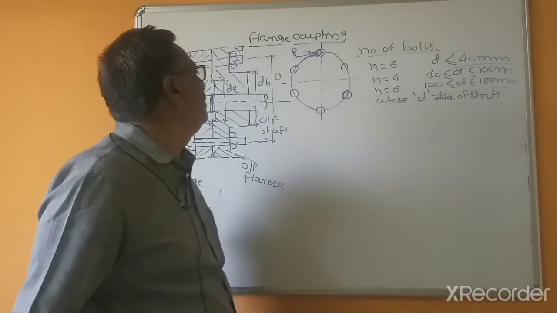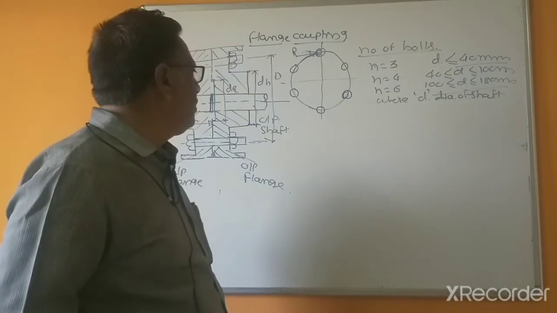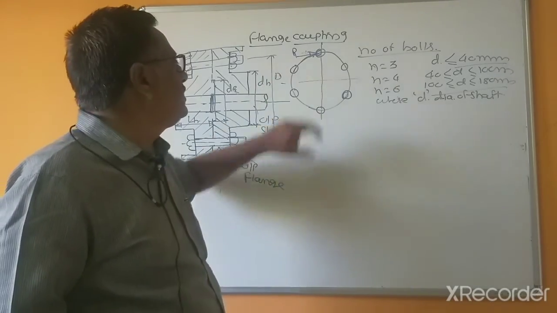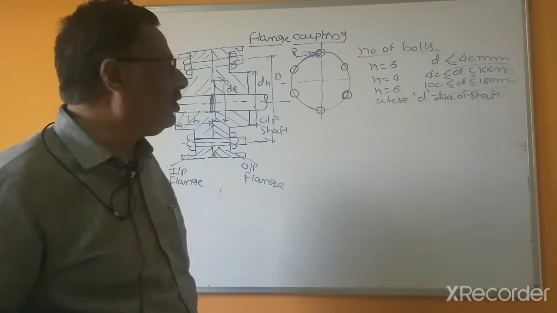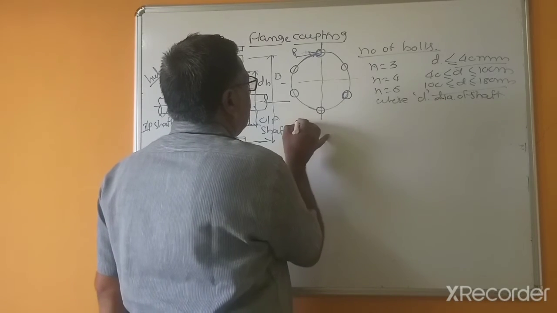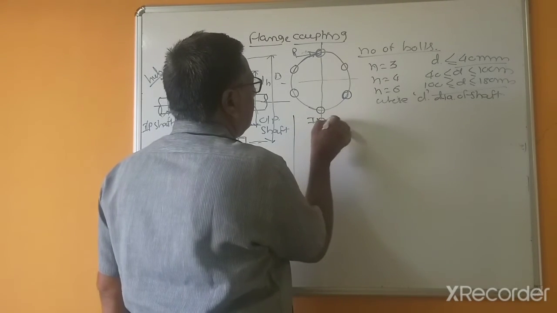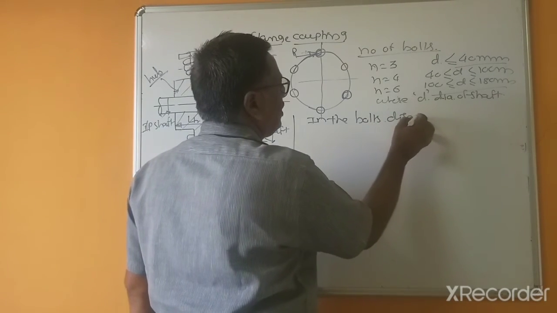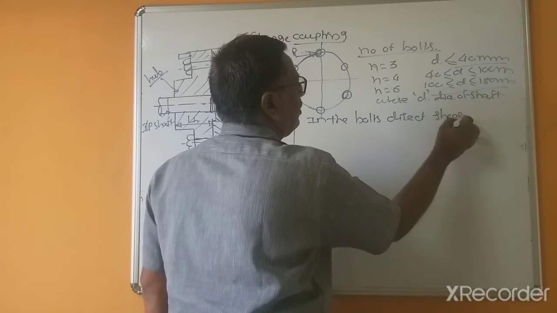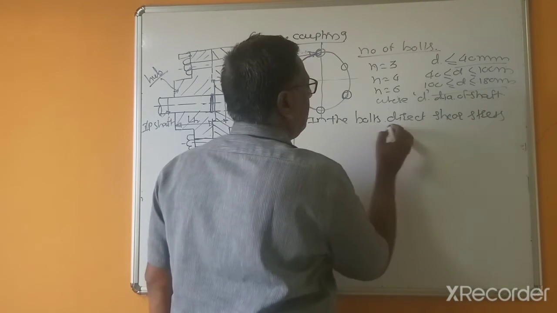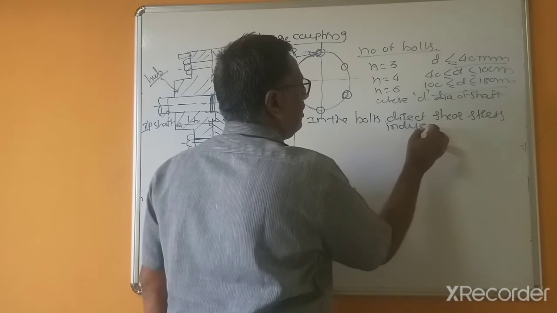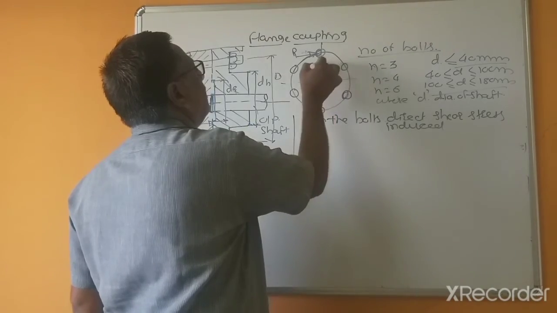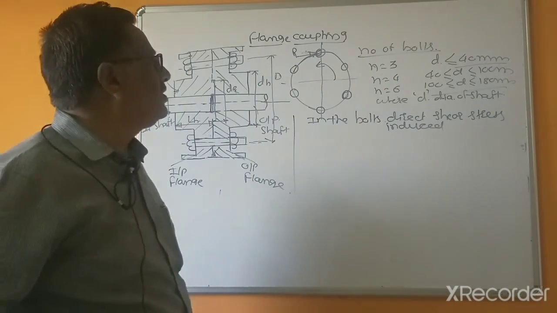In this case, as you know, torque is acting, so some students may be confused. The chances of failure of the bolts might seem to be because of torsional shear stress. But in the bolts, direct shear stress is induced instead of torsional shear stress. Actually torque is acting, but this is direct shear stress.